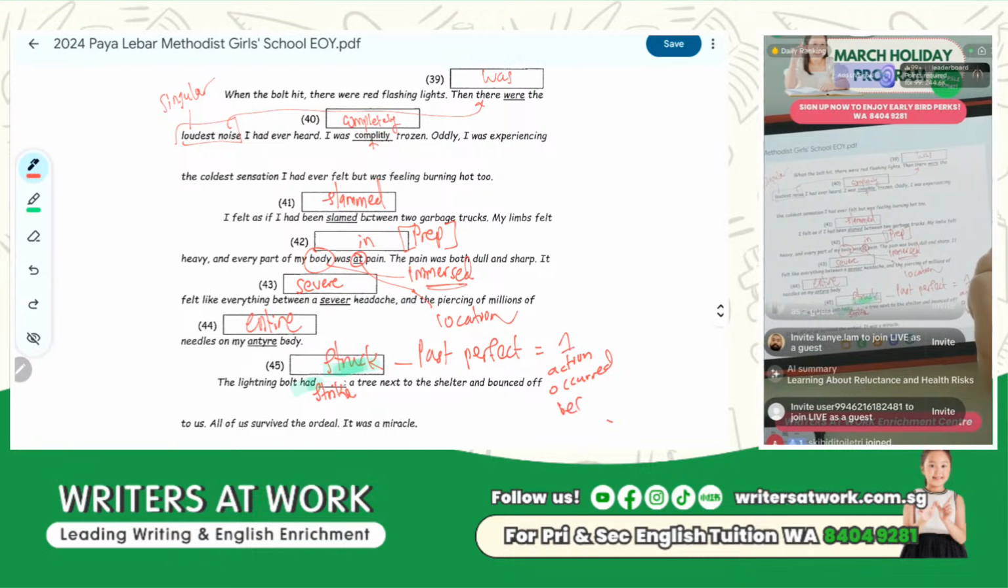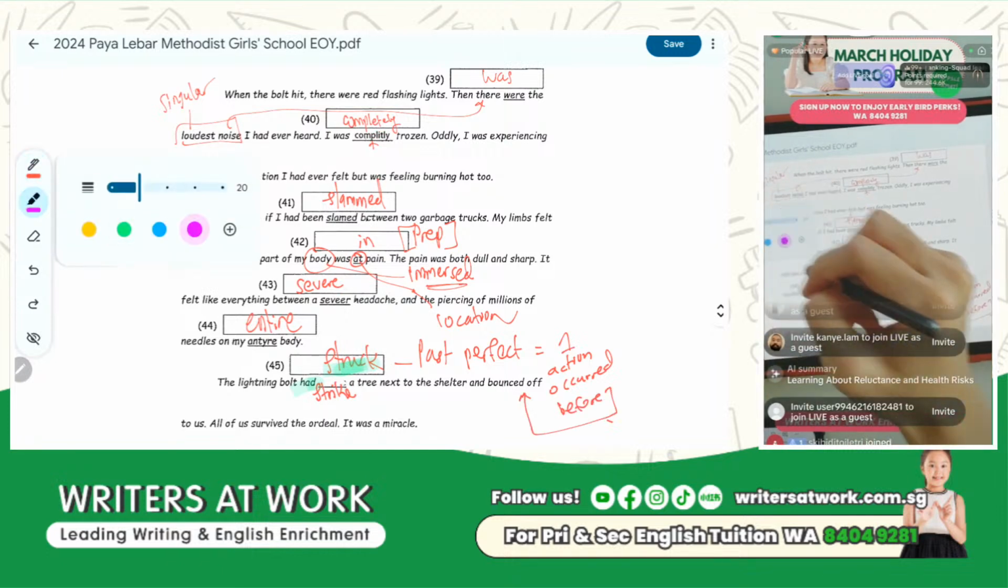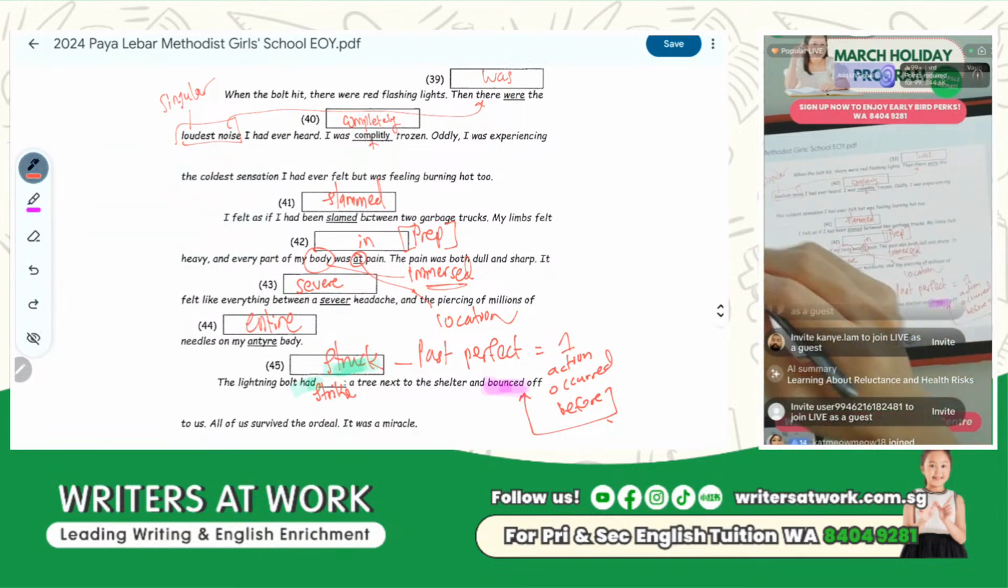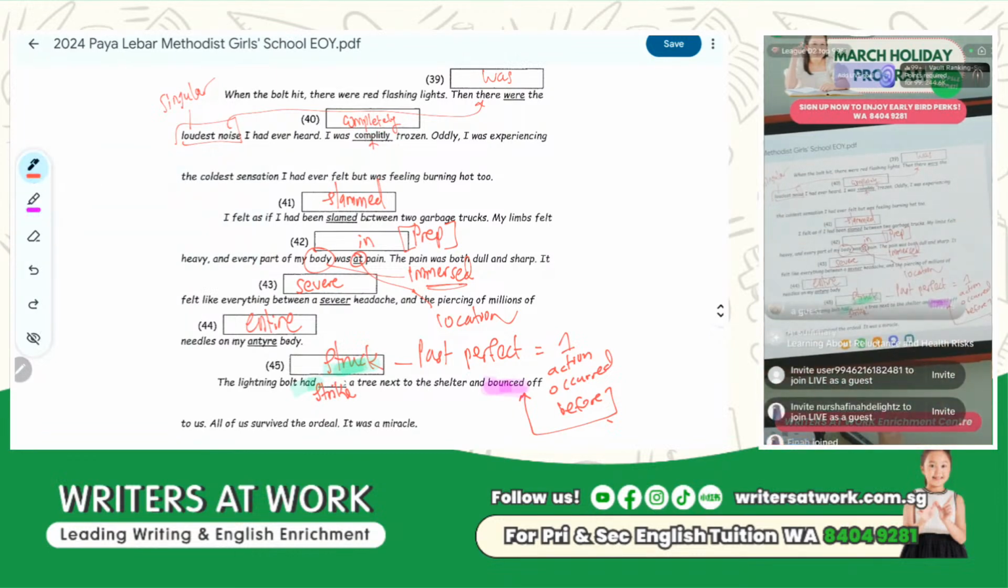before this second action here, which is "bounce off", took place. Alright, and we can see that the striking as well as the bouncing both happened in the past. Just that we want to show that they happened sequentially. The lightning bolt has to strike the tree first, then the thing bounces off to the author. Okay, so that's why we use past perfect tense here.